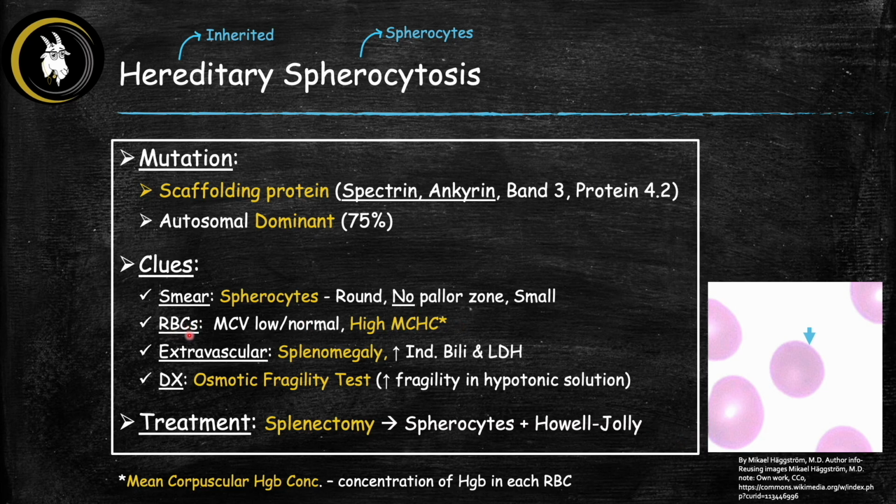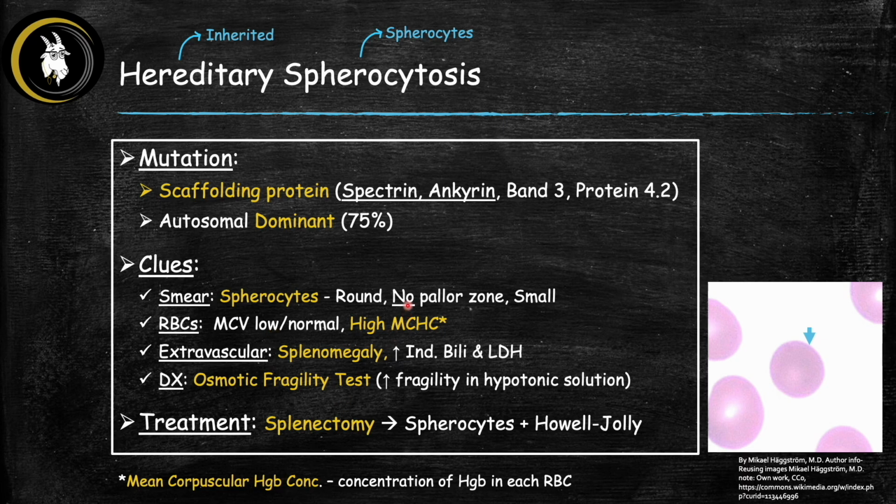And this is going to lead into our next clue, which is the red blood cell indices on a CBC. So since spherocytes are smaller in volume than normal red blood cells, the MCV is actually going to be a little bit low here. Remember that in hemolysis, we expect a normal MCV. This is one of the few exceptions: in hereditary spherocytosis, the MCV is a little bit low.